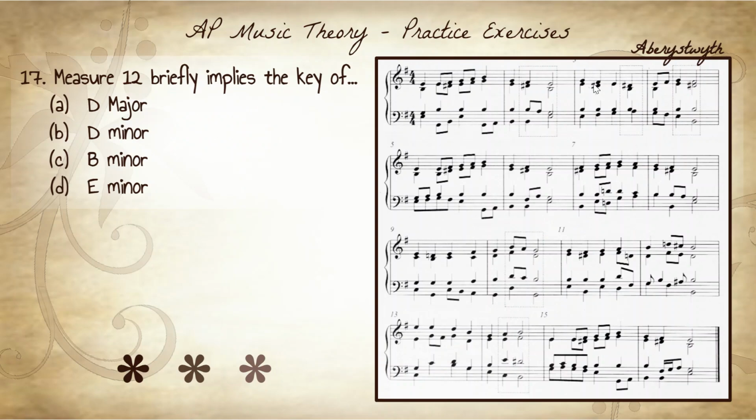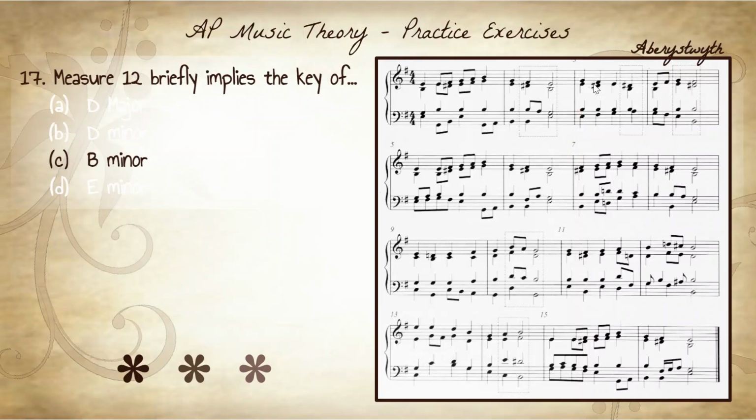Question 17. Measure 12 briefly implies the key of A. D major, B. D minor, C. B minor, D. E minor. Correct answer is C. Measures 11 and 12 briefly imply the key of B minor. The addition of the C sharp might make us think of D major. However, A sharp is not in the key of D major, but it is in the key of B minor. The cadence provides the evidence we need: the dominant seventh chord to the tonic in the key of B minor.